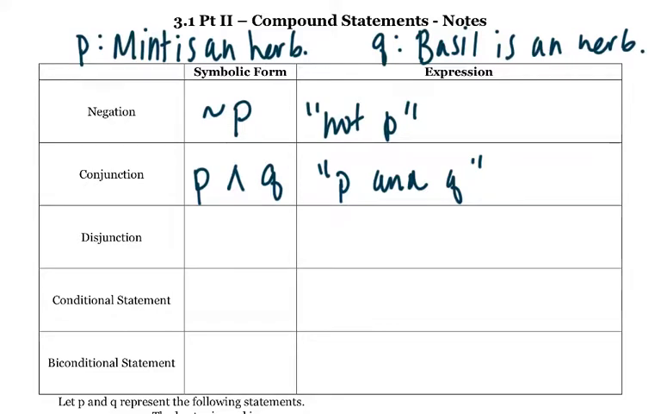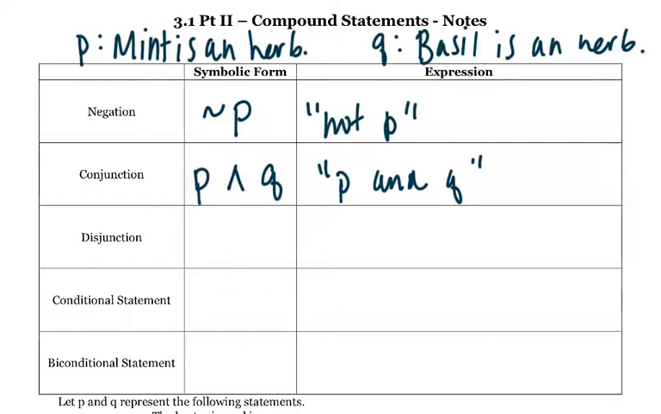The reason why symbolic logic is really nice is because we can shorten these statements to these symbols. It would be annoying to have to write out mint is an herb, mint is not an herb, mint is an herb and basil is an herb, mint is an herb or basil is an herb over and over and over again. Representing this with symbols allows us to shorten that amount of work, which is typically what mathematics is all about, trying to make things shorter and symbolize things in a more general and short way.